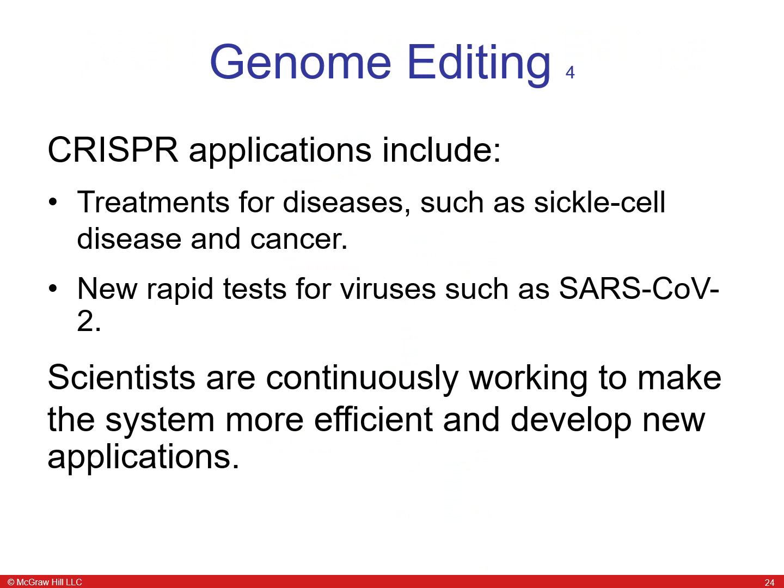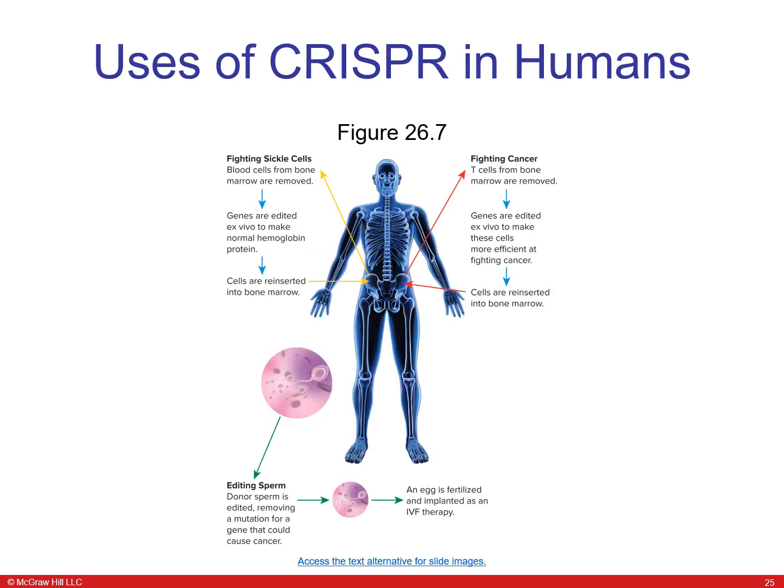So CRISPR applications include treatment for diseases such as sickle cell disease and cancer, and it is also used for rapid tests for the COVID virus. Scientists are continually working to make the system more efficient and develop new applications. Here's a diagram showing CRISPR being used to fight sickle cell disease, to fight cancer, for editing sperm, and it is involved in in vitro fertilization therapy.